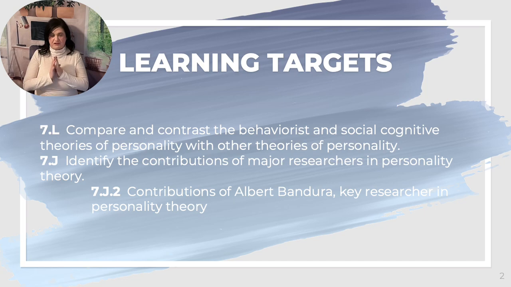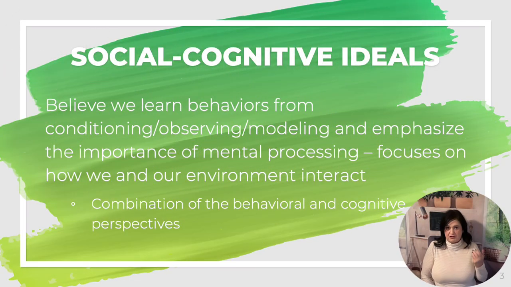We're combining these two approaches on the personality. Social cognition psychologists believe that we learn behaviors from conditioning, observing, and modeling. And I don't want you to think of this as behaviorist theory, although it does have some of those same ideas and components as part of it. But think of the social part being just as important here, with the observing and the modeling, okay? It's the belief that we are watching others, and they emphasize the importance of the mental processing, hence the cognitive component part of it as well.